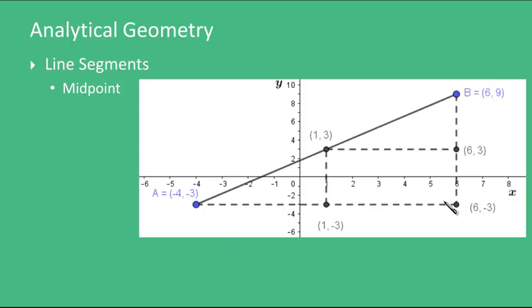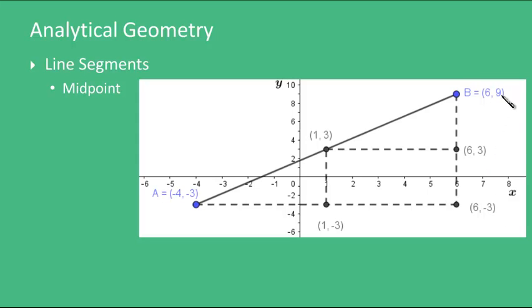And so this x value is here, this y value is here. So halfway between these x values is halfway along this line. Halfway between 6 and -4 is 1. In other words, -4 plus 6 gives us 2, 2 divided by 2 gives us 1. Halfway between 9 and -3 is 3.